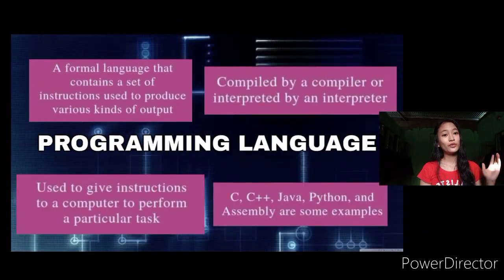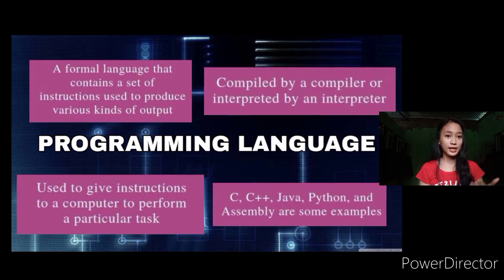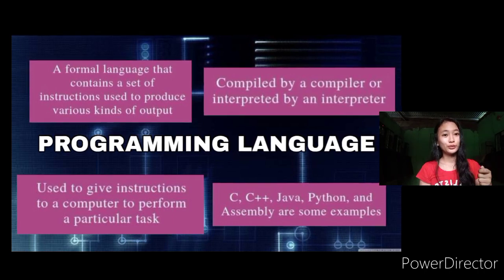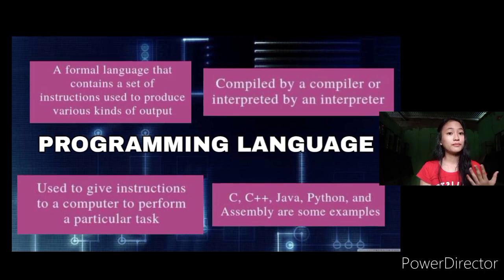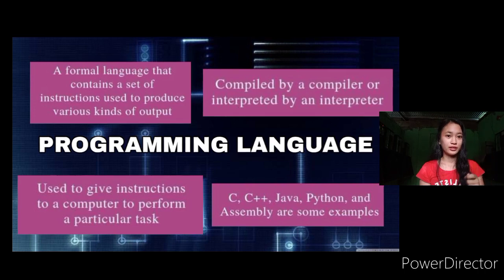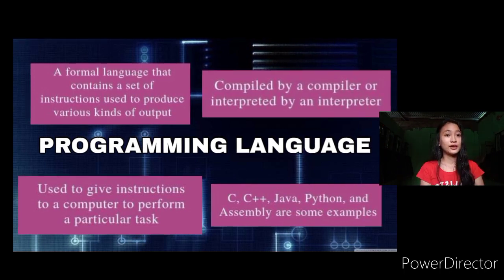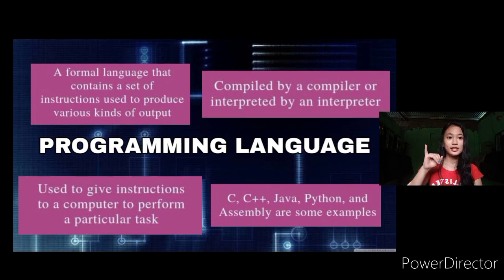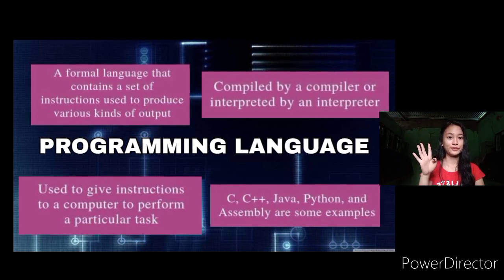While a programming language is a formal language which comprises a set of instructions to produce various kinds of outputs. It is compiled by a compiler and interpreted by an interpreter. This is used to give instructions to a computer to perform a particular task. Examples are C++, C, Python, and PHP.